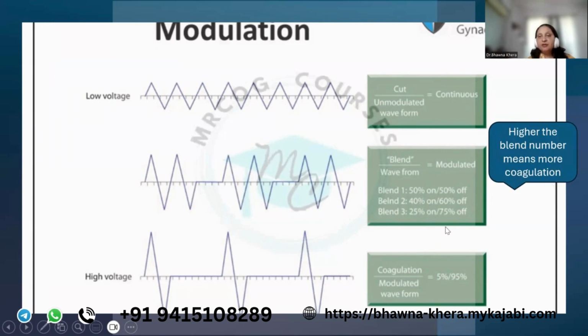So these higher numbers mean that there is more coagulation time, because in coagulation we need a small amount of energy and a large period of off. So as this off period is increasing, we are going for more coagulation.